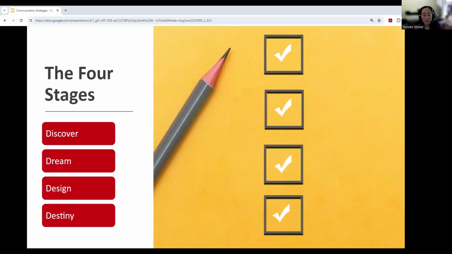Okay, the 4 stages we have are discover, dream, design, and destiny. So appreciative inquiry includes 4 basic stages. Note that these stages are viewed as a cycle. Appreciative inquiry allows people and organizations to grow and evolve through the continuous use of the process. Discover what processes are working. Dream what processes could work. Design what would the process look like? How could we implement them? And destiny, let's give it a try.